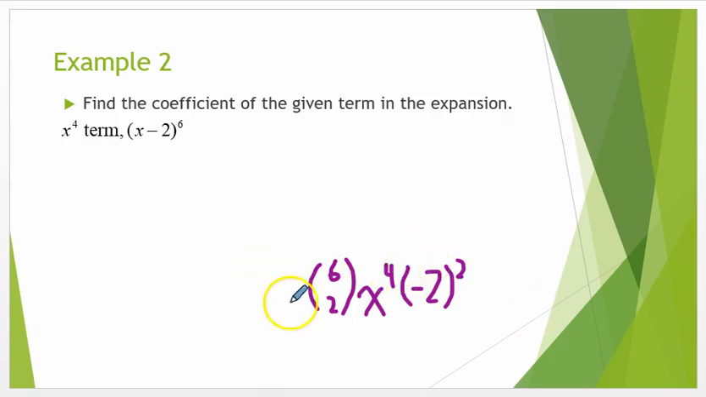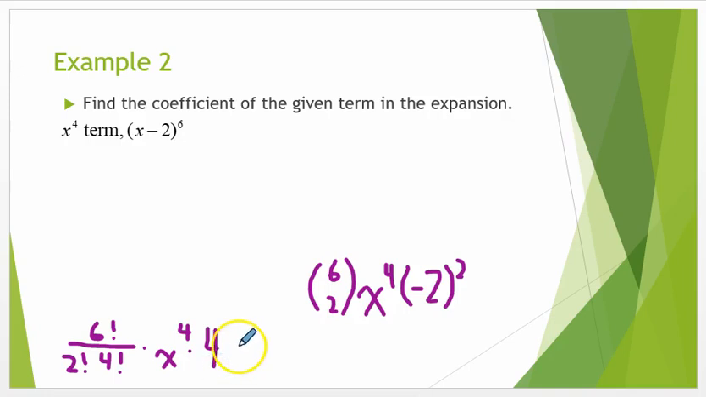I don't have to go through and get a bunch of other terms. So for the combination, I have 6 choose 2, so that's 6 factorial over 2 factorial, and then the difference, so 6 minus 2 is 4 factorial, and then that's going to be multiplied by x to the 4th, and -2 squared is a 4. So I'm going to do this one paper and pencil since it's just the one computation to do.